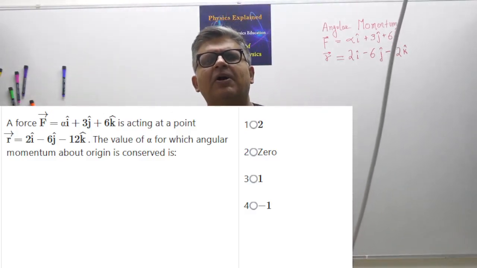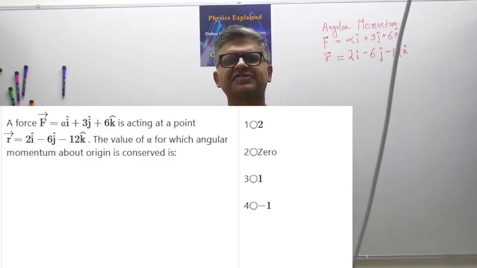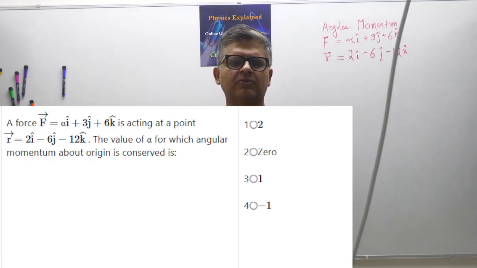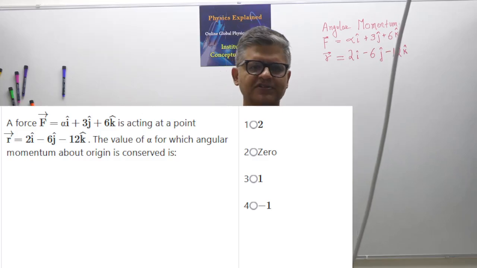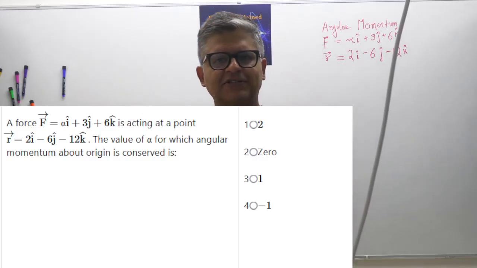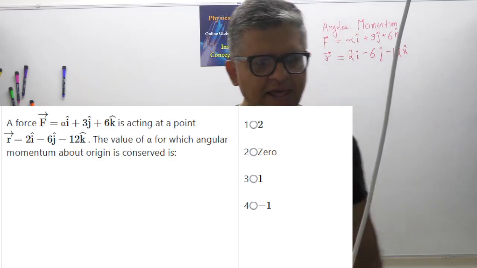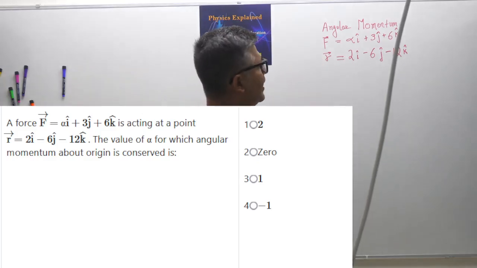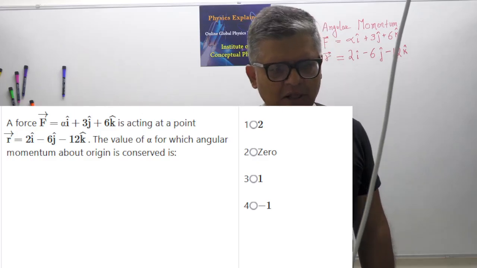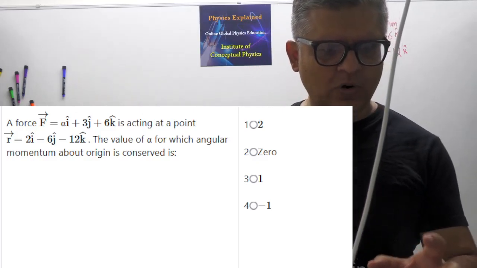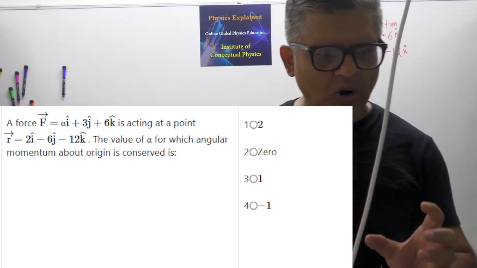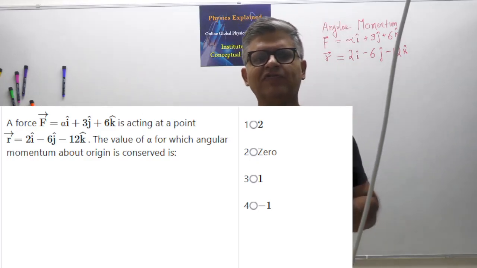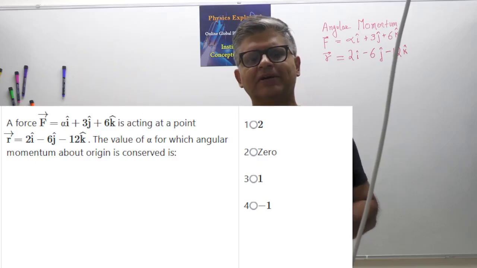Alright, so this question is about angular momentum. Very interesting question and a very nice question for students who want to practice angular momentum. You can read the question first. You can see that the situation is that there is a force acting at a point which is having a position vector of r, and the question is, what is the value of alpha for which angular momentum about origin is conserved? So we want the value of alpha for which the angular momentum remains conserved.